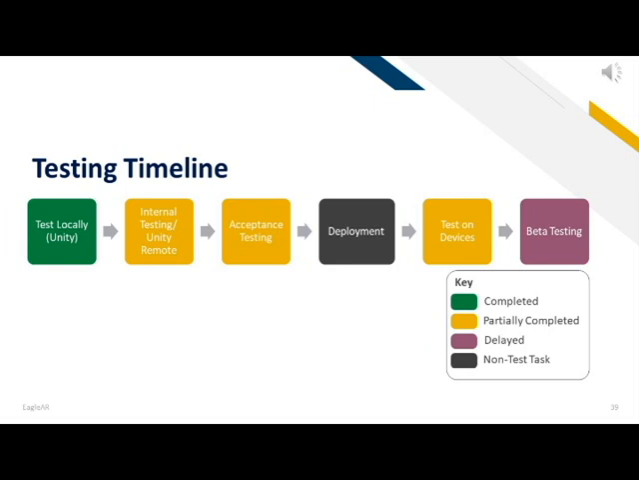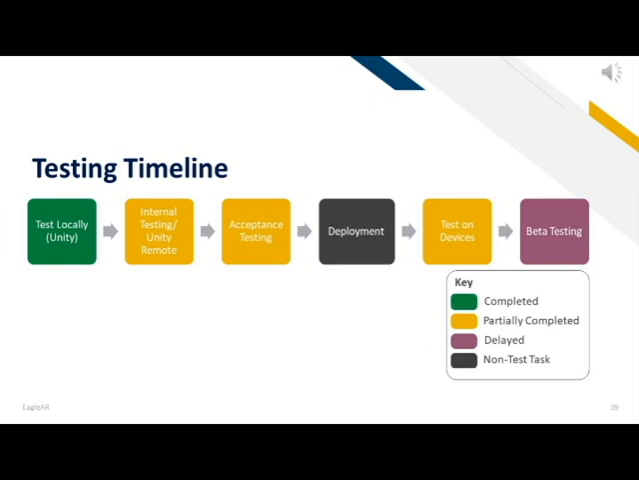Acceptance testing is also similar. It's harder to acceptance test and ensure that your code is meeting the correct requirements when you aren't able to physically see it on a device. So that is partially completed as well. Deployment is labeled with a dark color, that darkish blue, because it is a non-test task, but it is inserted into our timeline to show the flow.